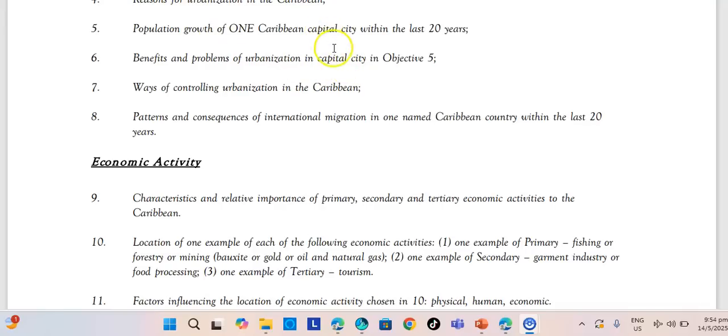Objective 5. So we're going to look at Kingston. Continue to look at Kingston. Now let us look at the benefits of urbanization first. As we established before, urbanization is when people move from rural to urban areas. Now, what are the benefits of doing that?